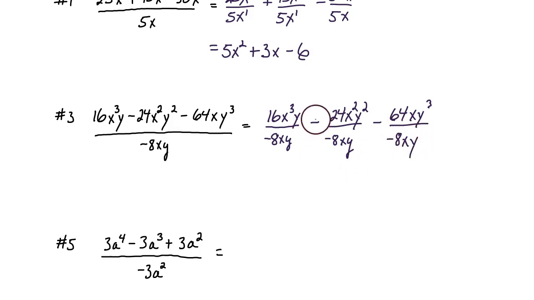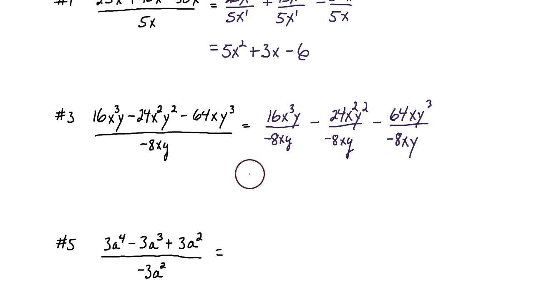If you want, you can use plus symbols to separate your terms, but then you'd have to associate the negative sign with the 24. And again over here, if you put a plus sign in the middle, you'd want to put a negative sign with the 64. Now let's simplify each term.